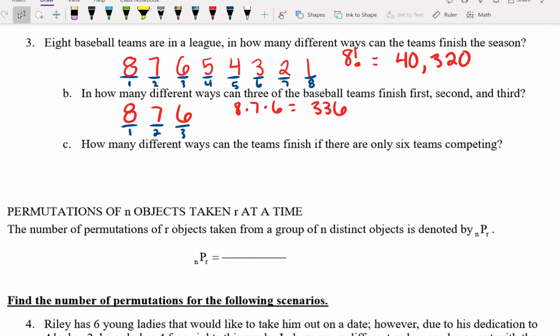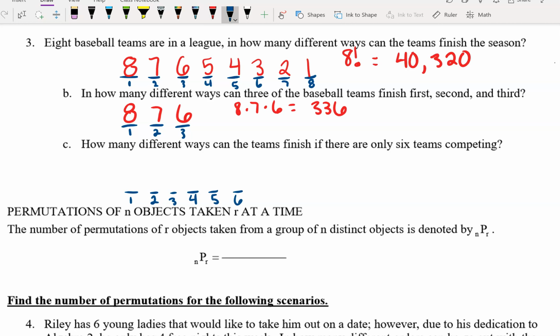How many different ways can teams finish if there are only 6 teams competing? So if we're talking about finishing completely, I think we're talking more along the lines of the first problem. 1, 2, 3. We don't care about just first through third. We care about all the places.